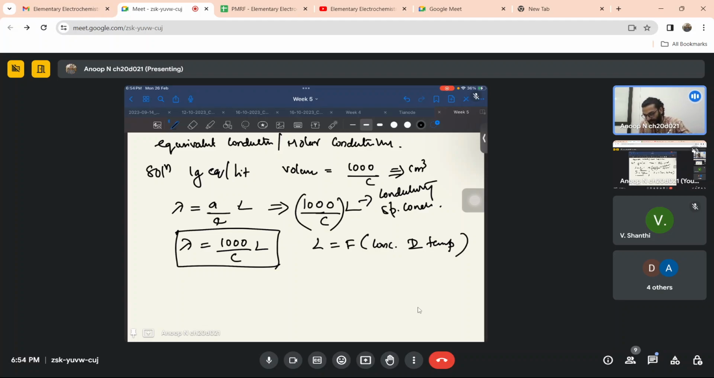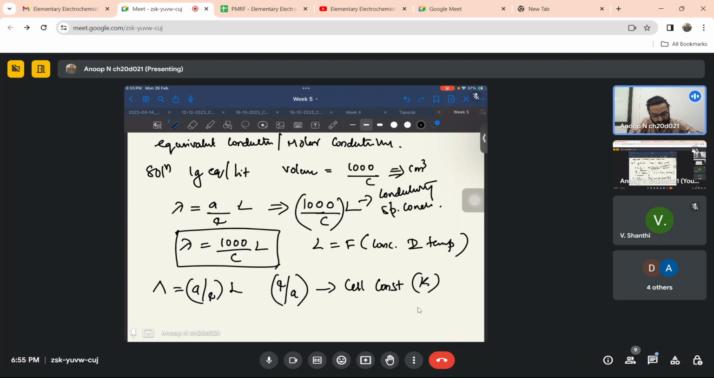Similarly, we can have some more relations. Then we will define one more thing, which is nothing but the cell constant. So we have written capital lambda is equal to A by L into conductivity L. When we rearrange it, we will easily get it. So we will define one more thing, L by A, which is nothing but the cell constant, which will be denoted by capital K.